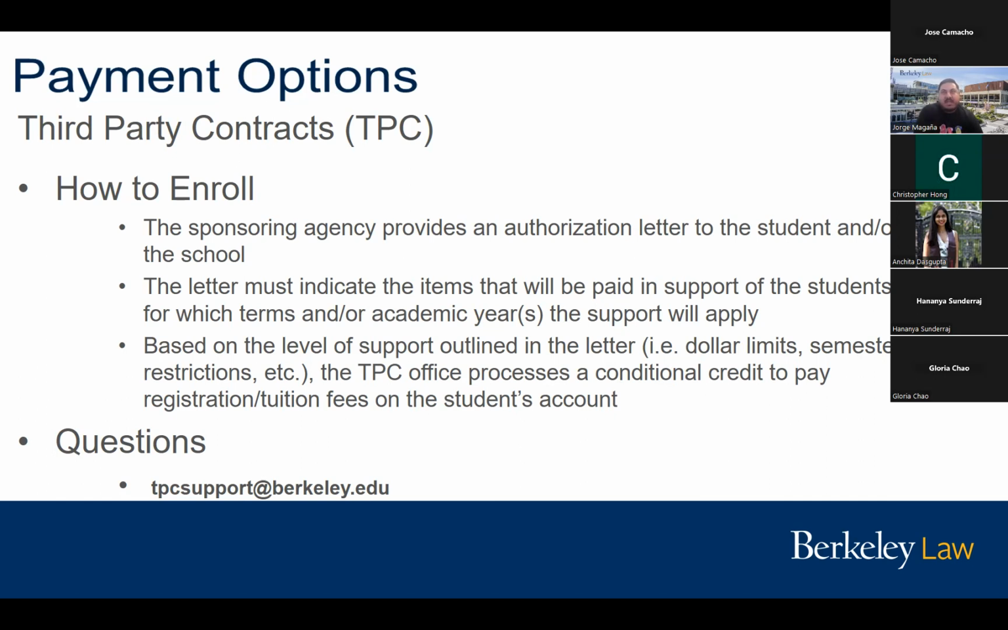The agency is going to provide an authorization letter to you or to the school. It's going to indicate the items that will be paid in support of the student and what terms, what academic year, and how much the support will be. So based on the level of support outlined in the letter, the TPC office processes a conditional credit to pay registration fees. Sometimes what happens here is if the TPC covers tuition fees completely, you will have no more balance. It will just say zero. If it pays partially, then the TPC will be applied, and then you'll have a balance for the remaining amount that you would have to pay.